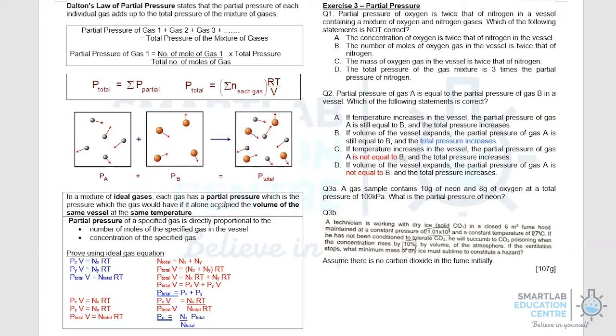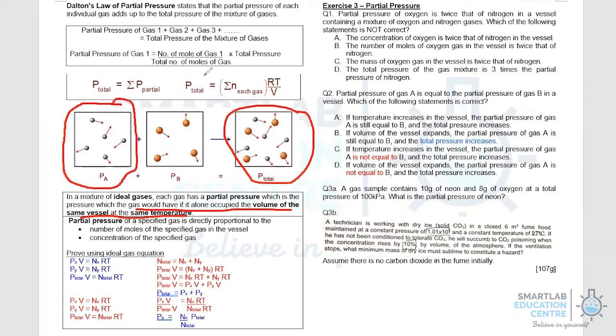Partial pressure. Partial pressure is defined as the pressure which the gas would have if it alone occupied the volume of the vessel at the same temperature. So it means that if we have a gas sample as such, and the total pressure is P total, and this gas mixture comprises A and B, then the partial pressure of A will be if I were to remove the B molecules, with only the A molecules inside exactly the same vessel and at exactly the same temperature, then the pressure as a result of this is the partial pressure of A.